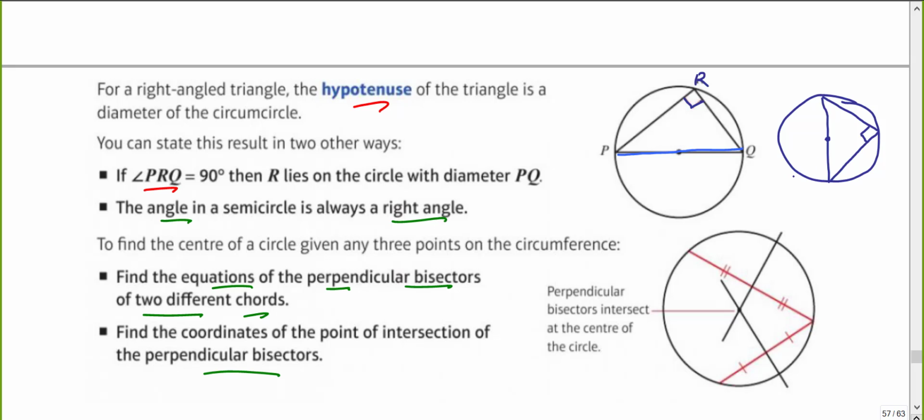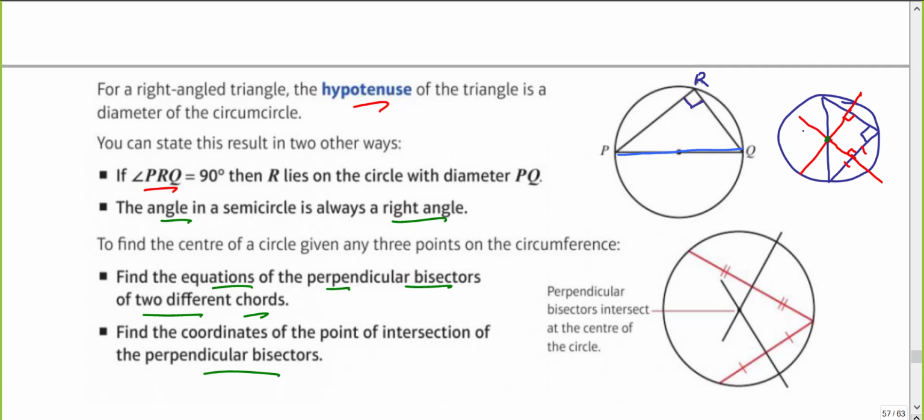Also, keep in mind that if we draw, as I said before, the perpendicular bisectors, so if I draw a perpendicular bisector to this point, it will pass through the center of the circle. Same for this side. If I draw a perpendicular, it will also pass through the center of the circle.